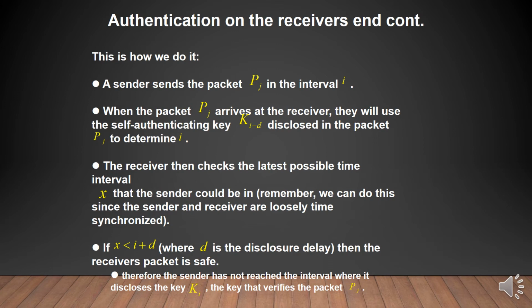So the sender sends the packet P_j at the interval I. When the packet P_j arrives at the receiver, they will use the self-authenticated key K_(i-d) disclosed in the packet P_j to determine I. The receiver then checks the latest possible interval X that the sender could be in. If X is less than I plus D, where D is the disclosure delay, the received packet is safe. Therefore, the sender has not reached the interval where it discloses the key K_i.